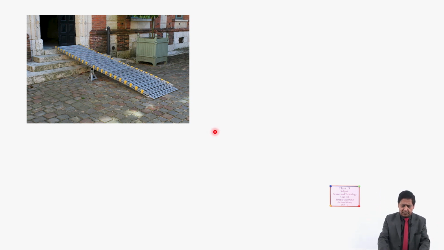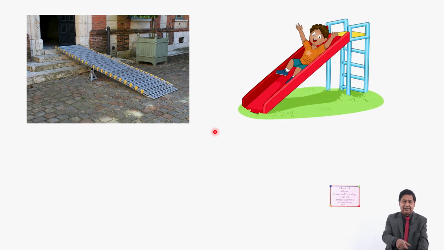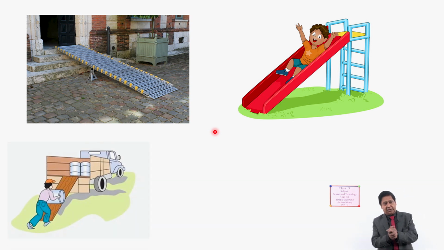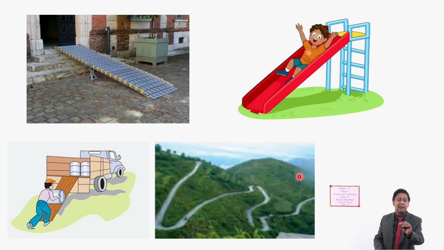Now there are other examples also. Look at this. This is the slide which is normally seen in the children's playground. This is another example of an inclined plane. This is another example of an inclined plane, but not the truck, not the man, not the drum. The inclined plane is the plank, this plank which is used to carry load into the truck. Okay, now this is a sloping road, and a sloping road is also considered an inclined plane.